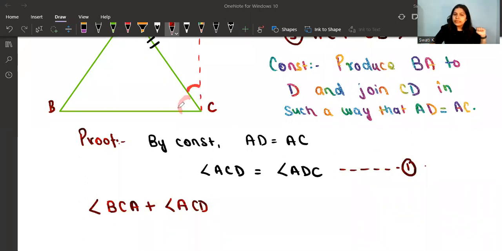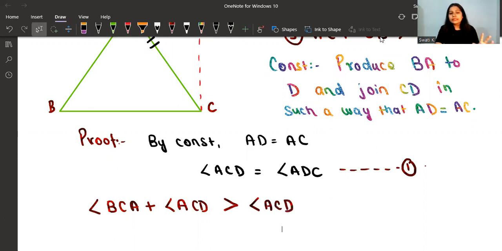Don't you think that if I add this angle and this angle, the sum of these two angles will of course be greater than just this angle? I can write it down. So angle BCA plus angle ACD, of course, it's pretty much clear that they are going to be greater than just angle ACD.